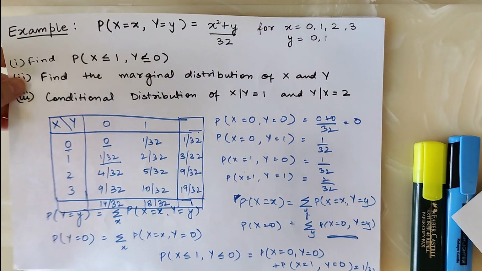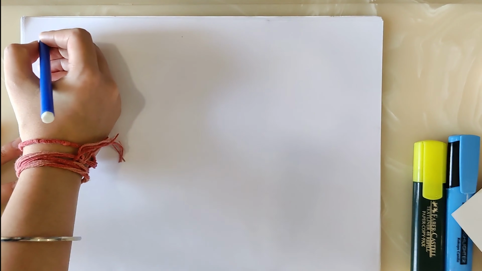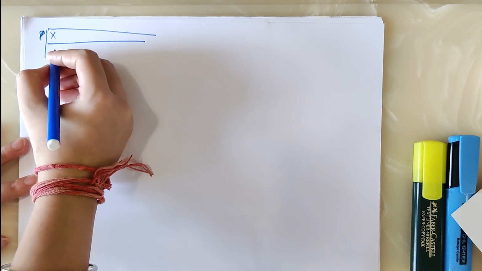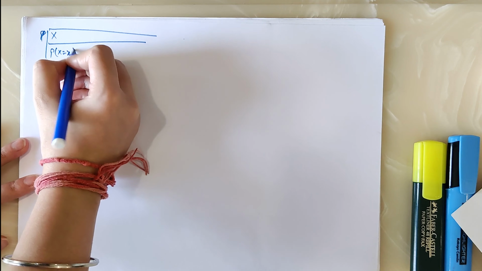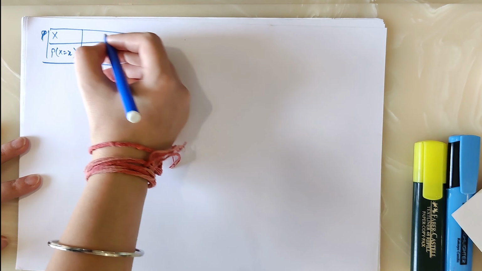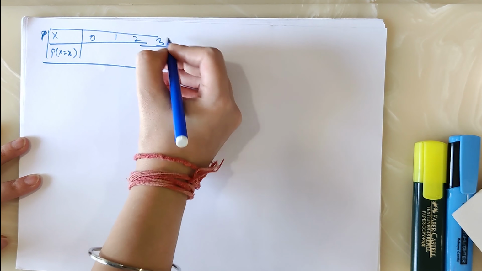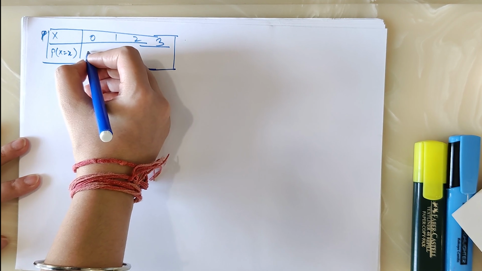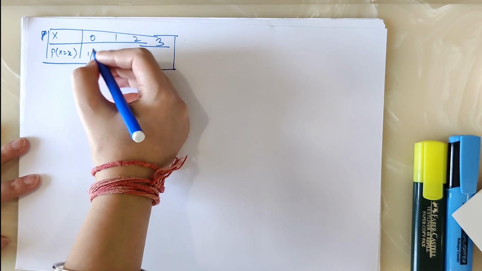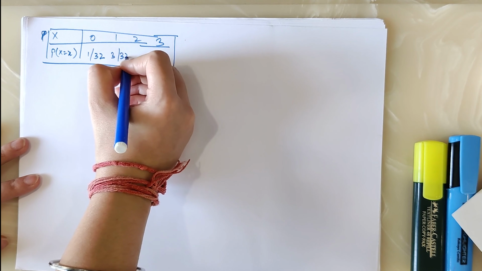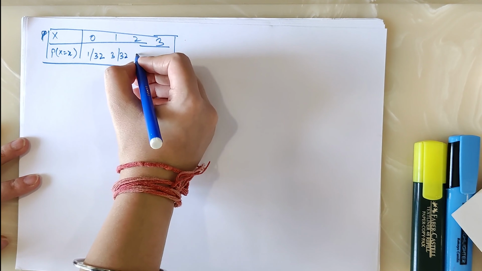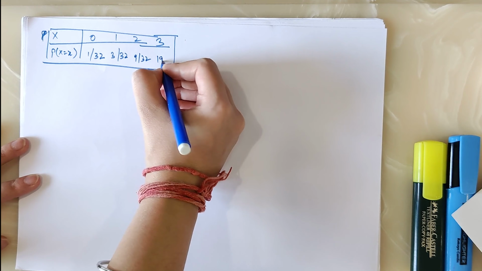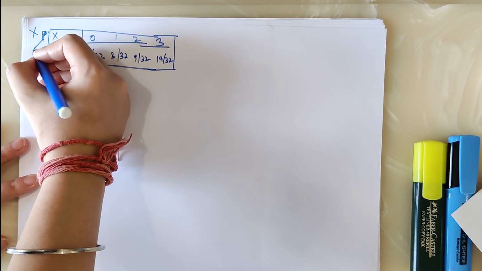So the second part is finding the marginal distribution of x and y. Like we have already calculated, the marginal distribution of x is given by x, probability x is equal to x. So what are the possible values of x? It is 0, 1, 2, 3. The probability that x is equal to 0 is 1 by 32. Then probability x is equal to 1 is 3 by 32, probability x is equal to 2 is 9 by 32, and probability x is equal to 3 is 19 by 32. This is the marginal distribution of x.